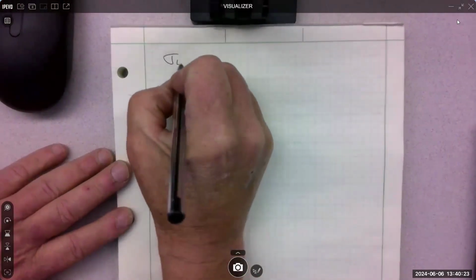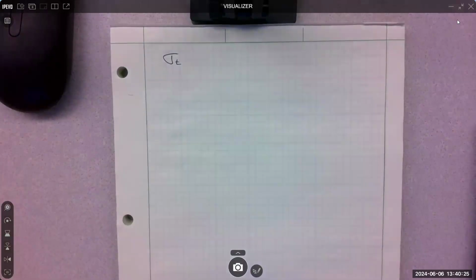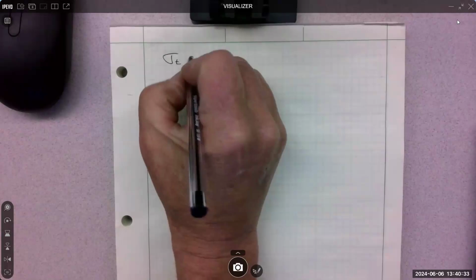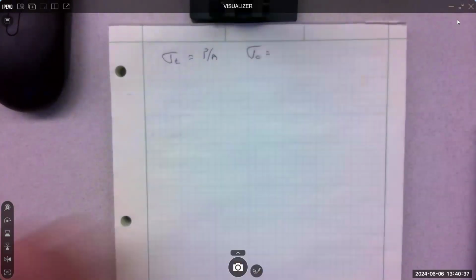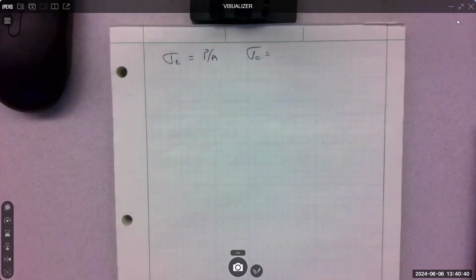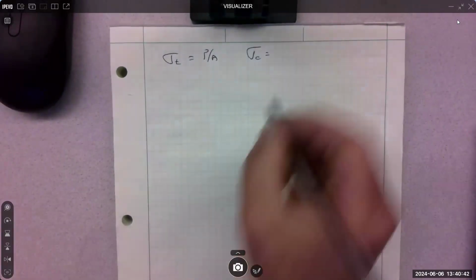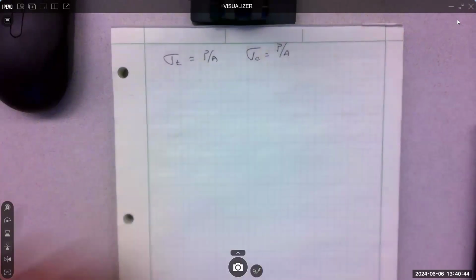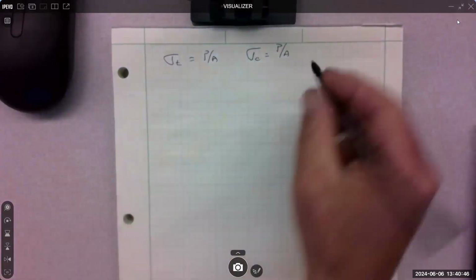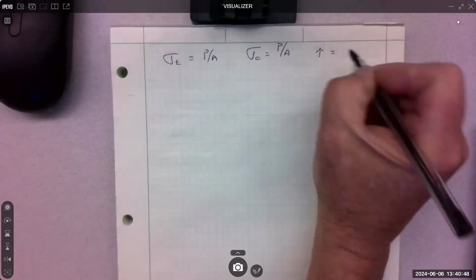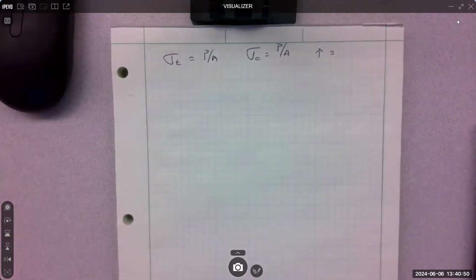All right, so what is tensile stress? This is a review. Yeah, pulling something apart, right? What's the equation for it? P over A. What's compressive stress? Pushing down. What's the equation for it? P over A. Yeah. I'm gonna write it this way. What's shear stress?